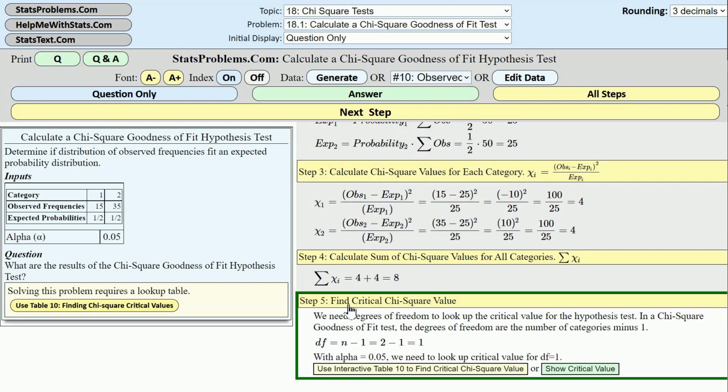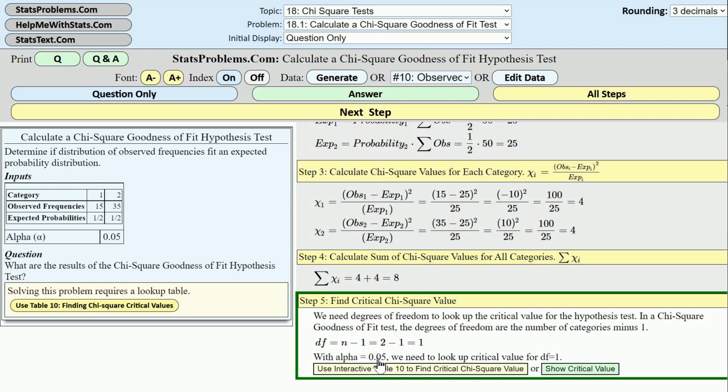In Step 5, we find the critical chi-square value. We need degrees of freedom to look up the critical value for the hypothesis test. In a chi-square goodness of fit test, the degrees of freedom are the number of categories minus 1. Degrees of freedom, df, equals the number of categories, n, minus 1. In this example, df equals 2 minus 1, which works out to 1.